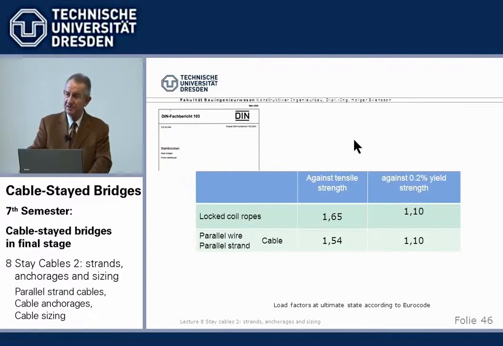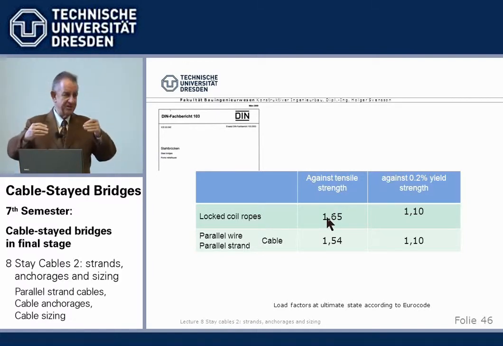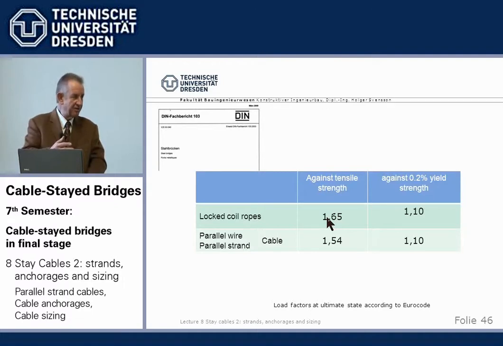Now, of course, nowadays we normally size things in the ultimate limit state. That means instead of permissible stresses, we have load factors. And the load factor against tensile strength, against ultimate strength, is 1.65 and 1.54. The lock coil ropes are always a little more suspicious because they don't have the fixed yield point. They have these little changes. It's all outlined in the script why the lock coil strands are permitted less load than the parallel. They have higher load factors or smaller permissible stresses here. And now, against 0.2 yield, the wisdom of our betters has decided it should be a safety factor of 1.1 for both. I just tell you.